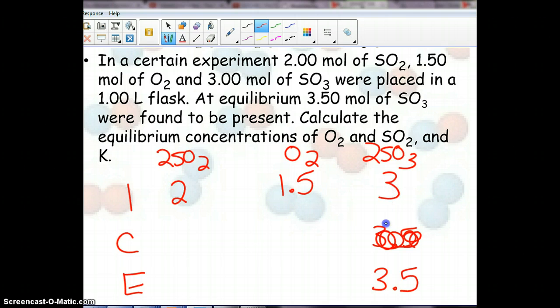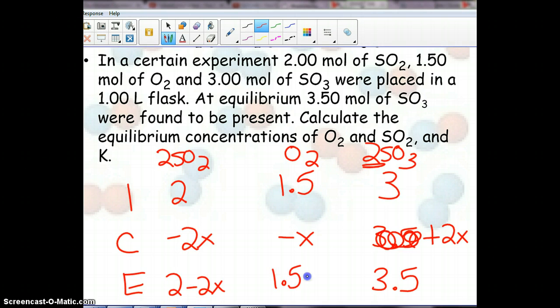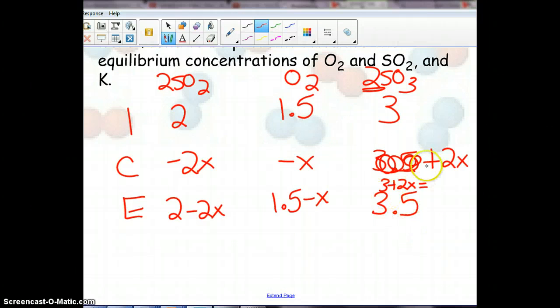Now, that means that when we went from 3 to 3.5, we added 2x, 2 because of this, right? All right, and that means that if we added this, we had to lose from the reactant side. So we had minus x and minus 2x over there. So that's 2 minus 2x and 1.5 minus x. And then over here, we know that 3 plus 2x is equal to 3.5. Okay, so that's going to allow us to determine the value for our x.